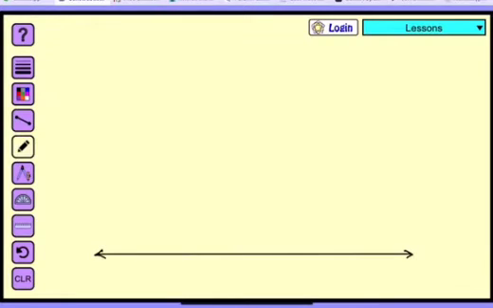Let this be L, and we'll keep a point P not on L. Take any point Q on L. Now we'll have to join Q and P.